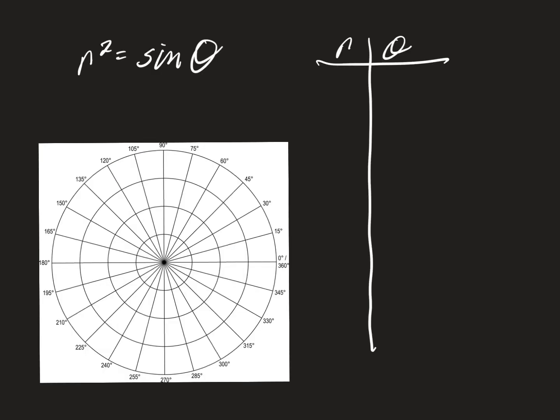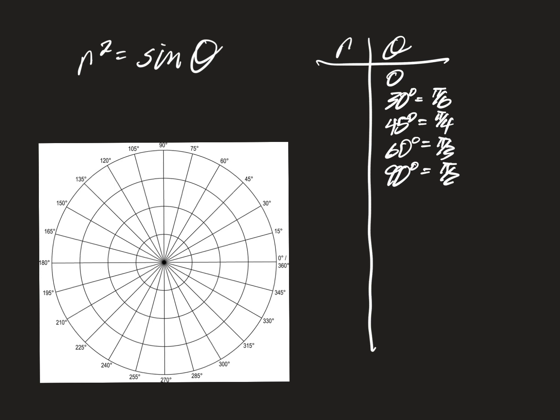And so here I go again. R squared equals sine theta. Now this is different because it has an R squared. So again, I pick a theta. Now, I just have sine theta, okay? So I'm going to pick my standard angles, 0, 30 degrees, or pi over 6, 45 degrees, or pi over 4, 60 degrees, or pi over 3, 90 degrees, or pi over 2.